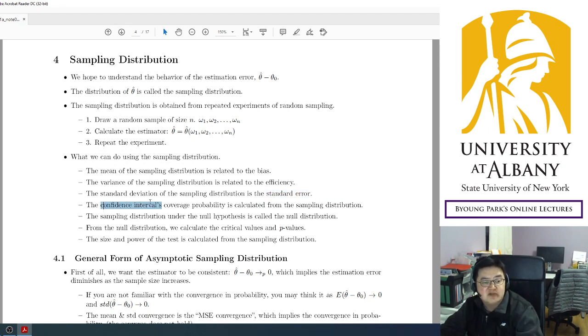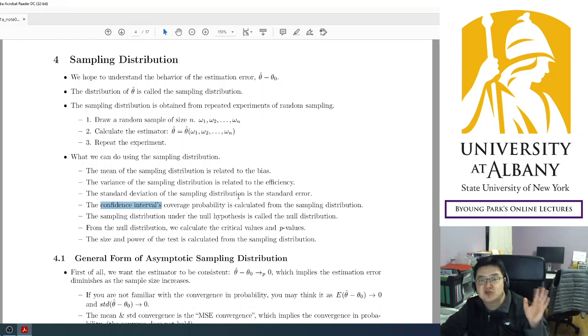The confidence interval is calculated from the sampling distribution. If you have a sampling distribution and you choose an interval, then the probability on that interval must be the confidence level, like 90%, 95%. Also, hypothesis testing is based on the sampling distribution. The p-value is calculated based on the sampling distribution, and the type 1 error probability and type 2 error probability, all of these are calculated from the sampling distribution.